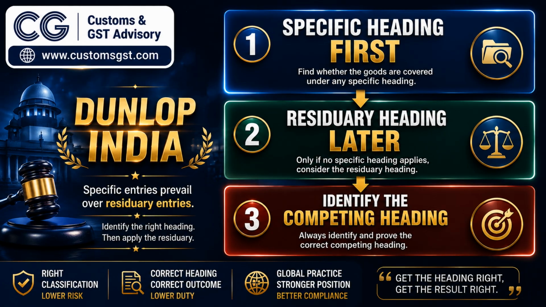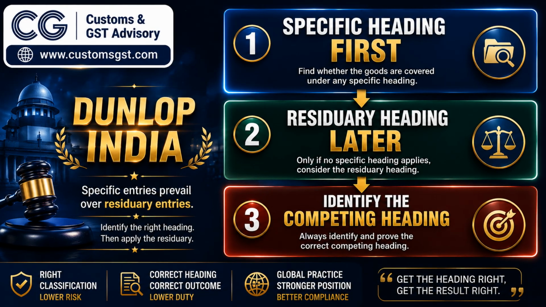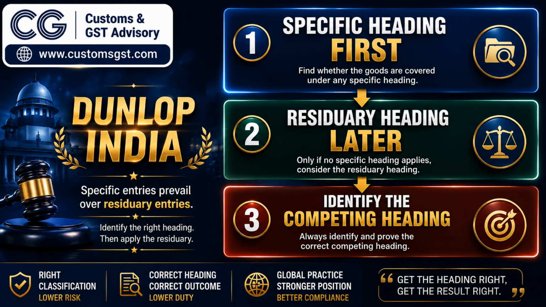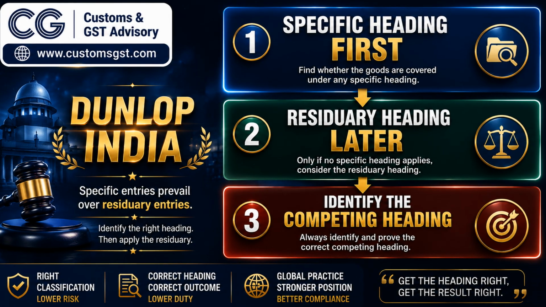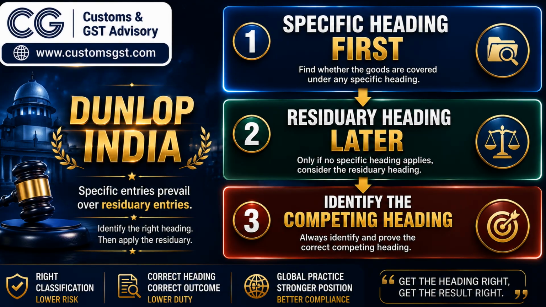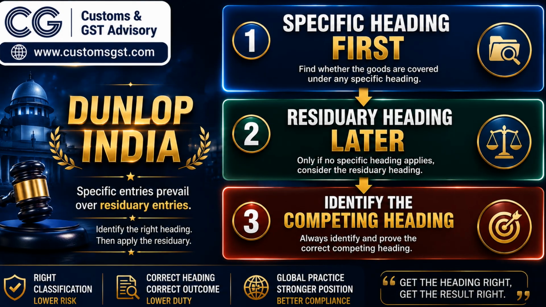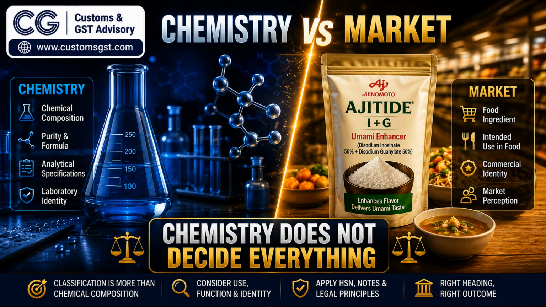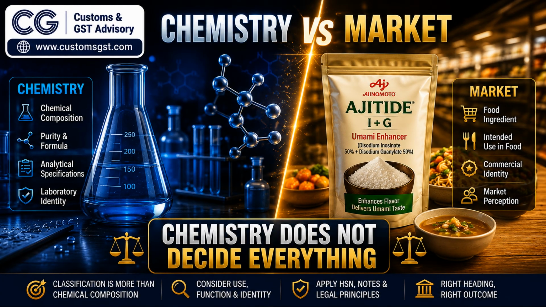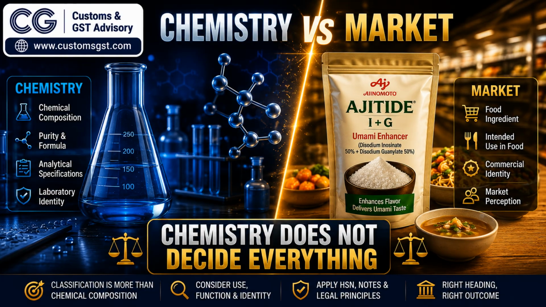The Supreme Court in Dunlop India laid down the principle that specific entries prevail over residuary entries. But notice the hidden requirement. You must first identify a specific competing entry. Saying 2106 is residuary without identifying the correct alternative heading is like saying, this seat is not mine, without showing which seat actually is. Importers often focus only on purity, but customs classification is not a laboratory exercise alone.